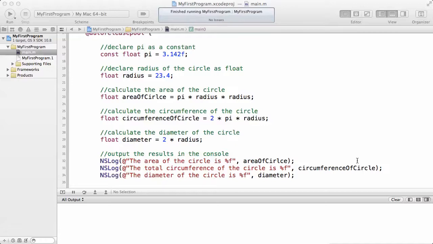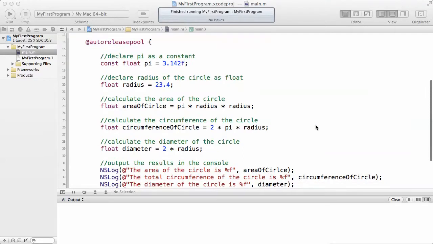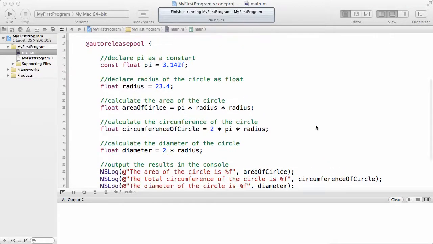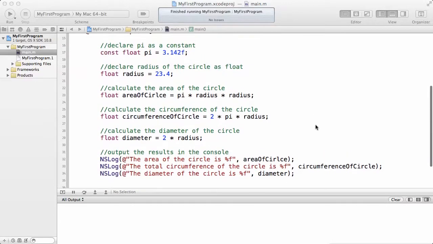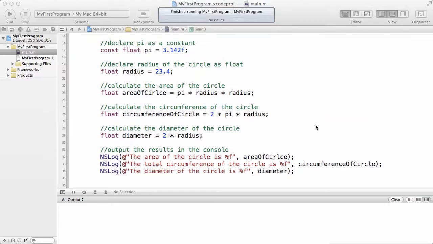Hi, what I want to do in this video is to write a first program so that you can see how simple and easy it is to write a program. You may not understand anything on the screen right now, but that's totally fine. This is how you may want to write a simple program to calculate the area and circumference of a circle.